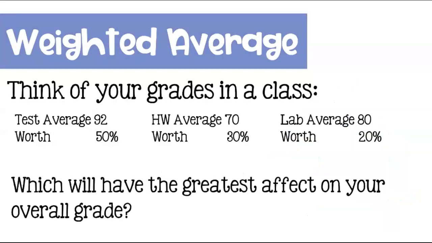You can think of this as grades in a traditional school. So, for example, if you have a test average of 92 and it's worth 50% of your grade, a homework average of 70 worth 30% of your grade, and a lab average of 80 worth 20% of your grade, you would need to figure out which will have the greatest effect on your overall grades. Well, in this case, the one with the highest worth, the test.